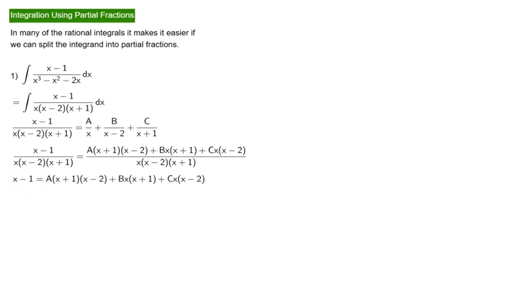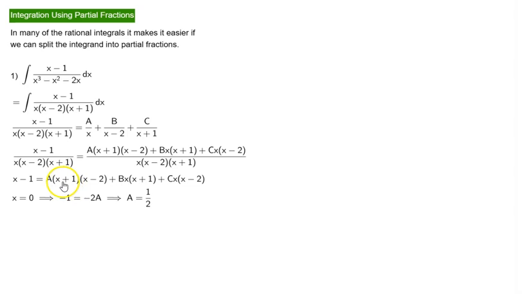Actually, we don't necessarily have to open up the brackets. Here, if you notice, x is there, but here x is not there on its own. So let's say x equal to 0. Then this term will disappear, this term will disappear, and here we will have a times 1 times minus 2. That is, minus 1 is equal to minus 2a, or a is equal to 1 by 2.